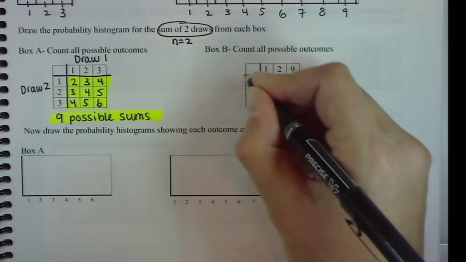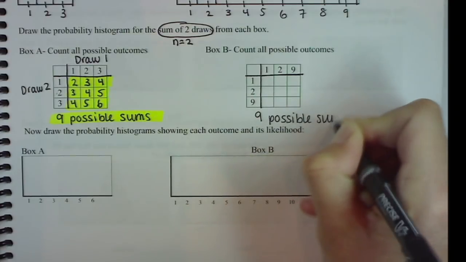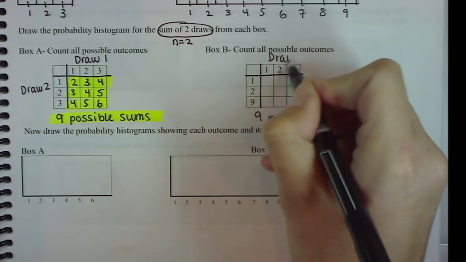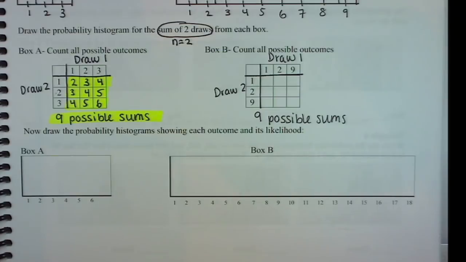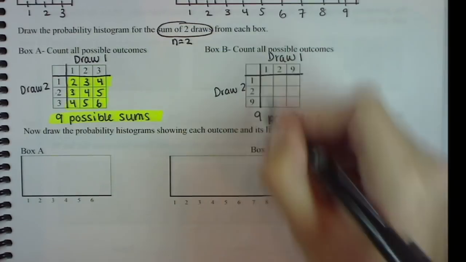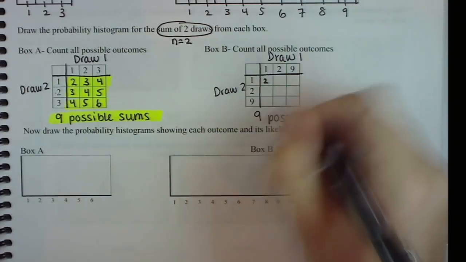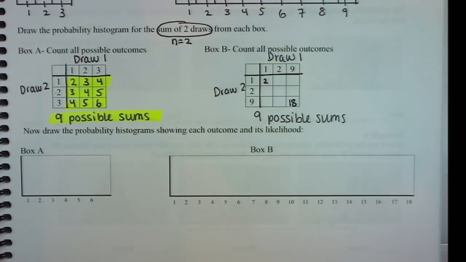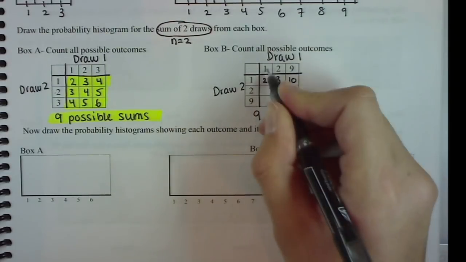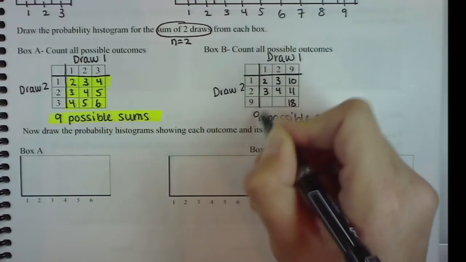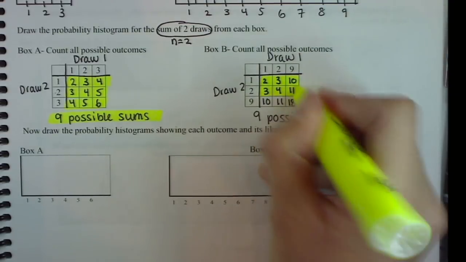And I could do the same thing for box B. Box B still has 3 tickets, so I'm still going to have 9 possible sums, but my sums are going to have a different range. For draw 1, I can get a 1, 2, or a 9, and same with draw 2. Then I could get a 1 and a 1, which would be a sum of 2, or the most extreme, a 9 and a 9, which would be 18. So my sums range from 2 to 18. There's a bigger range. I could get 3, 10, 3, 4, 11, 10, 11. So here are my 9 possible sums.